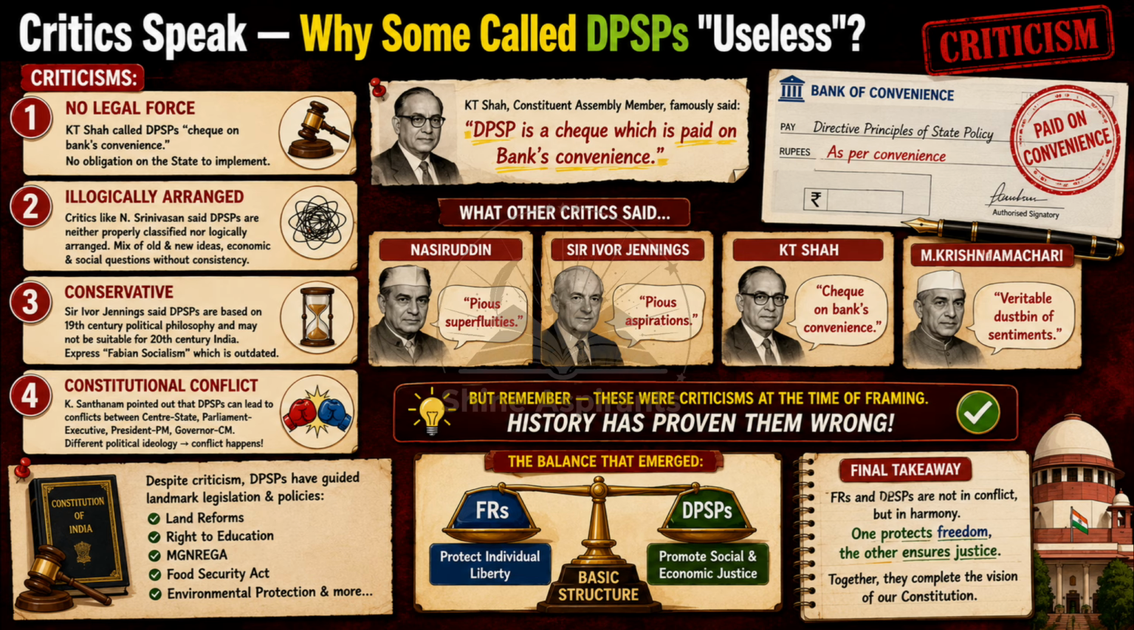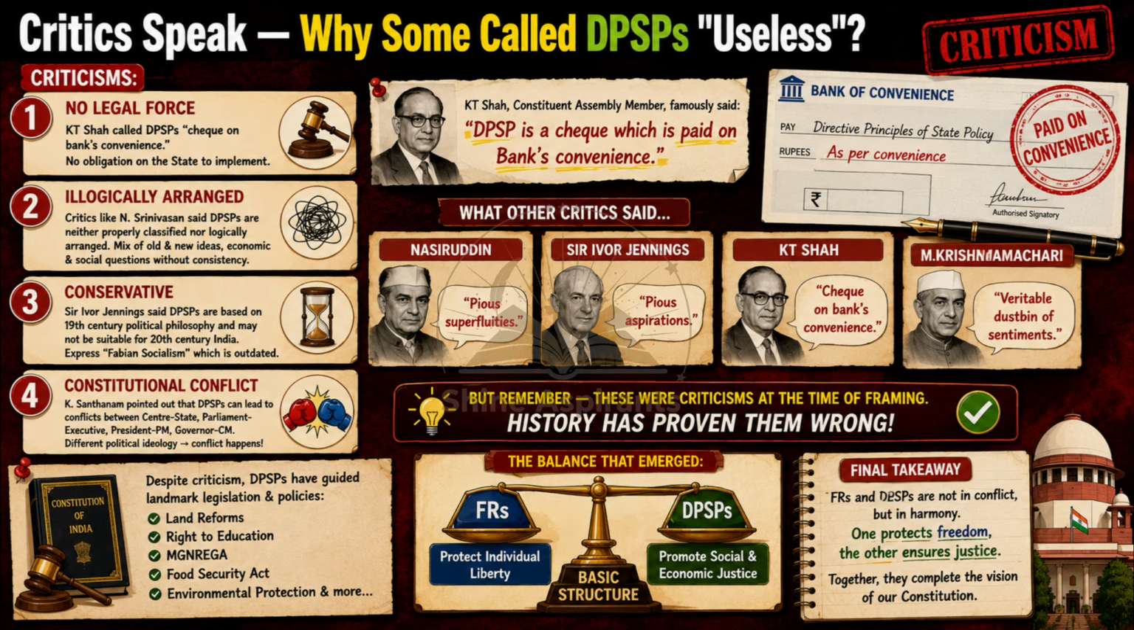Criticism 1. No legal force. K.T. Shah, a member of the Constituent Assembly, famously said, DPSP is a check which is paid on bank's convenience. My handwritten notes highlight this quote specifically. What he meant was, the government can implement DPSPs whenever it wants to, not when it has to. Just like a post-dated check, the bank, government, pays when convenient. Nasiruddin called them pious superfluities. K.T. Shah called them a check on bank's convenience. Sir Ivor Jennings called them pious aspirations.